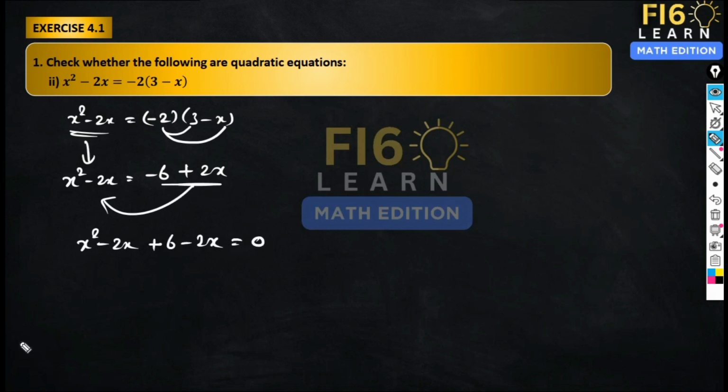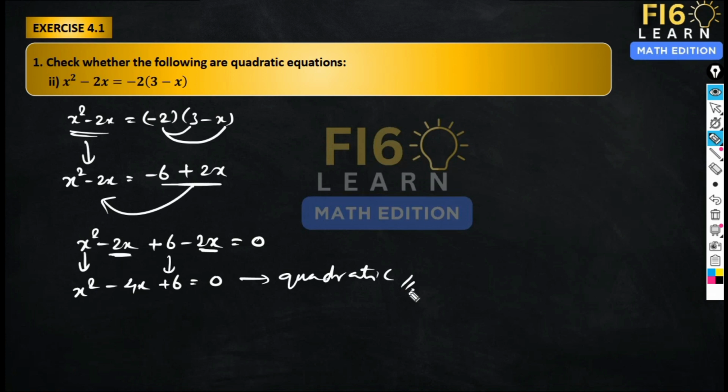So at the end you will get an equation. x square you can keep as it is, and we have two terms with x, so you can add them together. So minus 2x and minus 2x will become minus 4x, and this plus 6 will stay as it is, equal to 0. Now you can check. The highest power is 2 and it contains only one variable, so this is a quadratic equation.